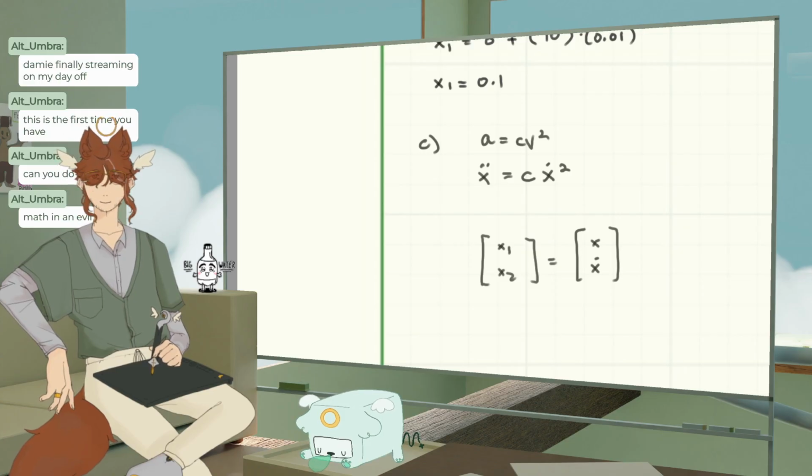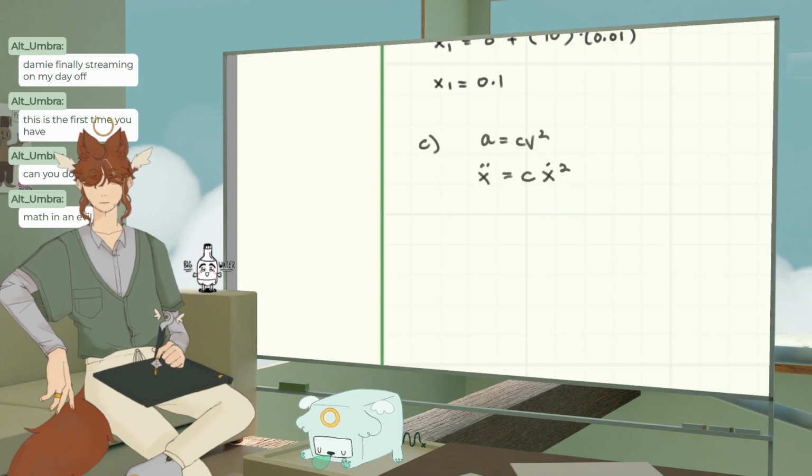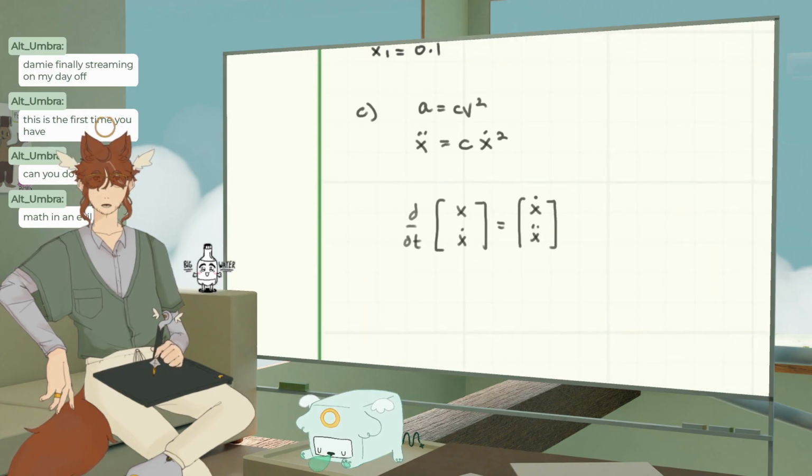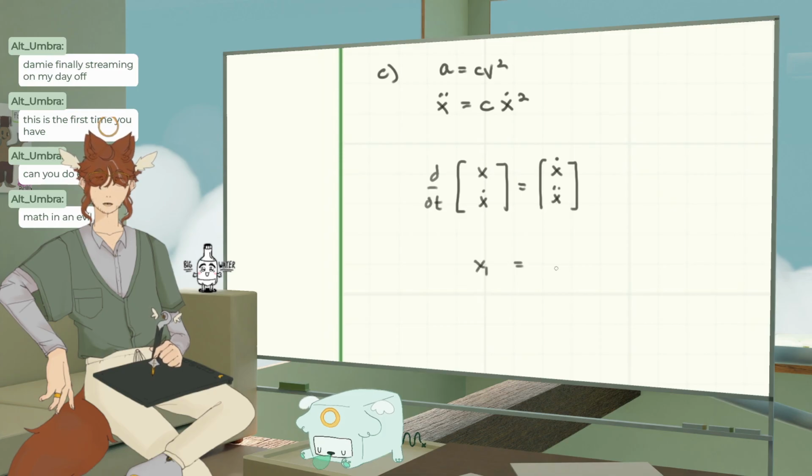Okay, let me rewrite it. I'm a little confused about this notation. So d/dt, I like that. We're taking the time derivative of x and x dot. That should equal x dot and x double dot. Yeah? Okay, we like that, chat. Now, x1 equals x equals position. So x1 is position.